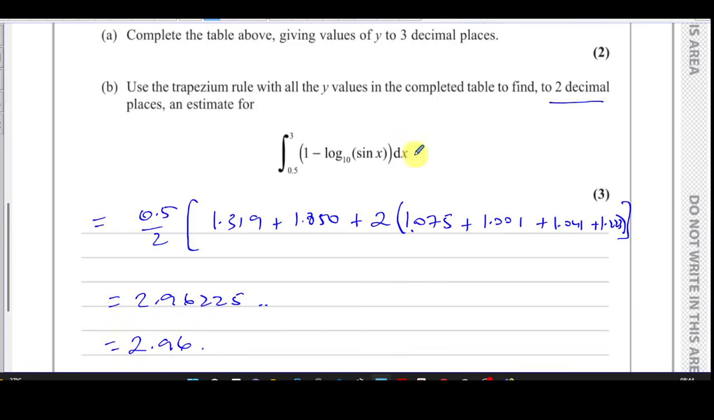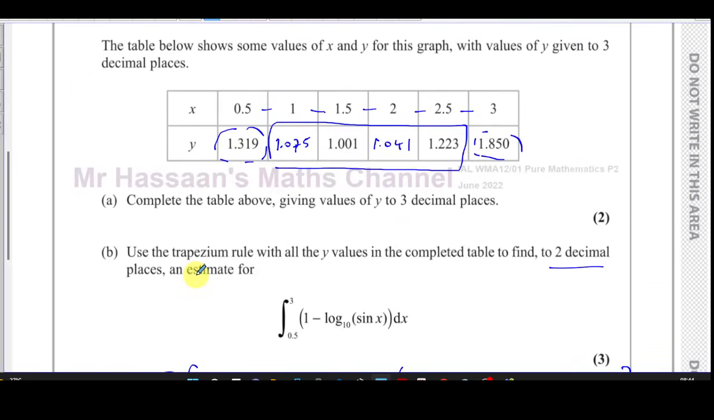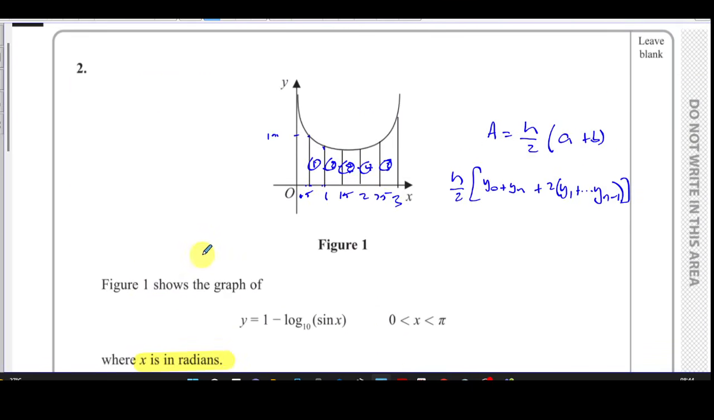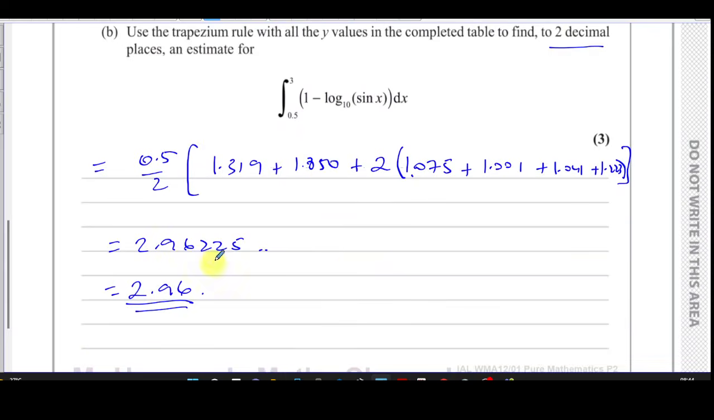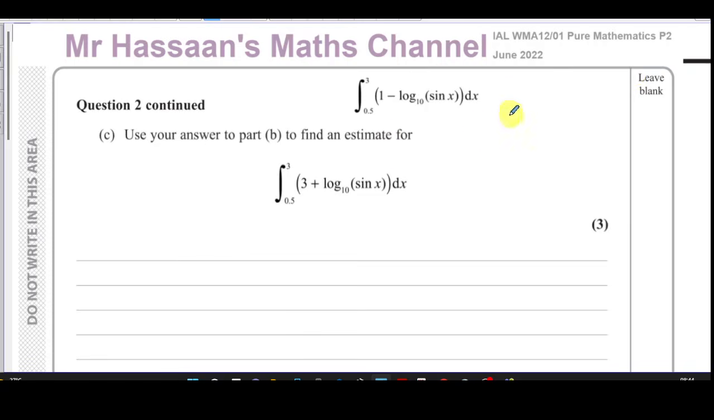That's an estimate for the integral of this, and there's the answer for part B of number 2. So we know that this is equal to 2.96225. That's what we had to find in part A. I've written that up there.